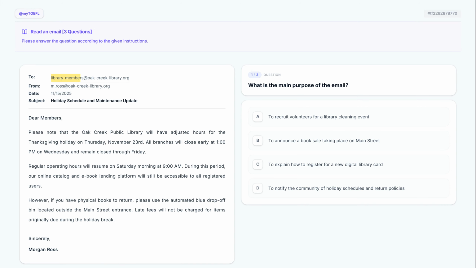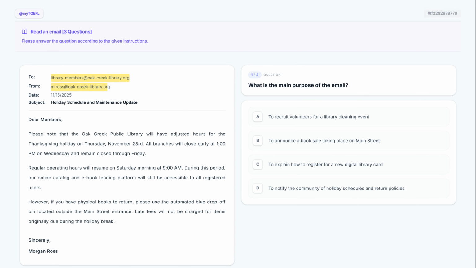Library members, Oak Creek Library. This message is addressed to library members, which tells us the information is meant for everyone who uses the library services. The email comes from M. E. Ross, Oak Creek Library, indicating an official communication from a library staff member.